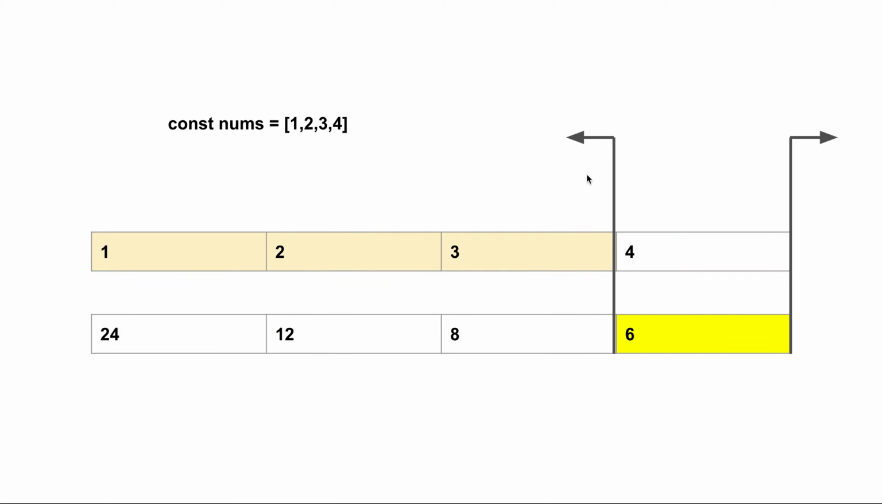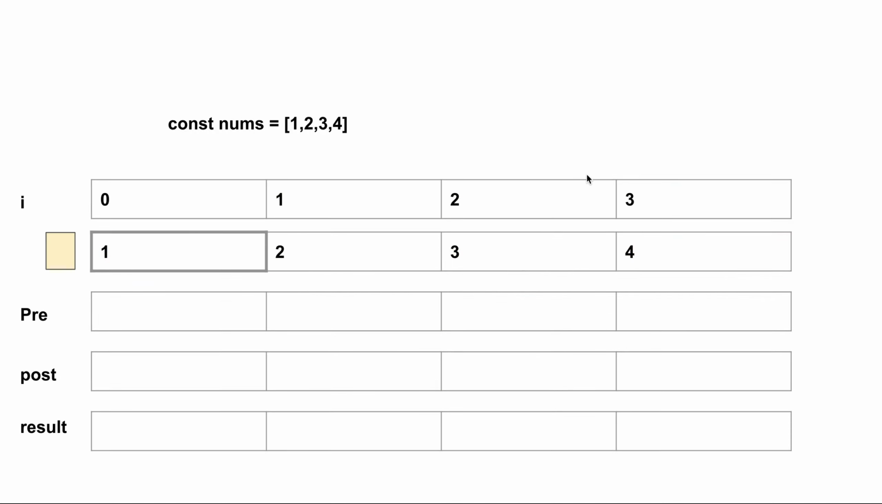Similar concept. Now, to help you visualize this, I have the index on the first row here. I have our example input in the second row, and I have initialized 2 lists or 2 arrays, pre and post. And finally, this is the result that we're going to be returning.